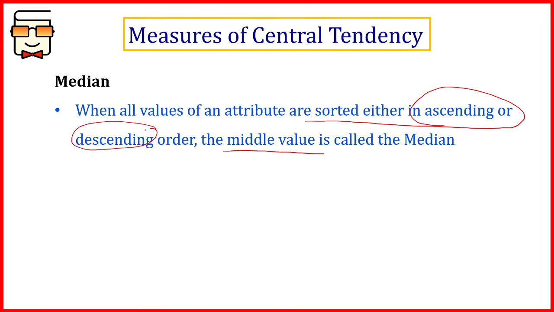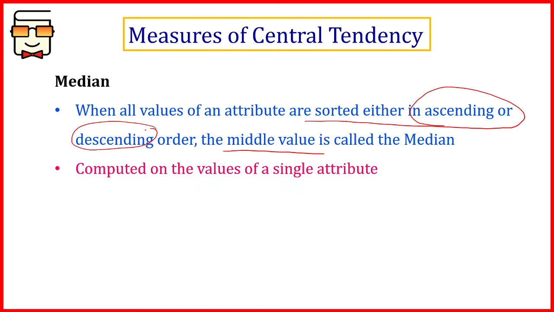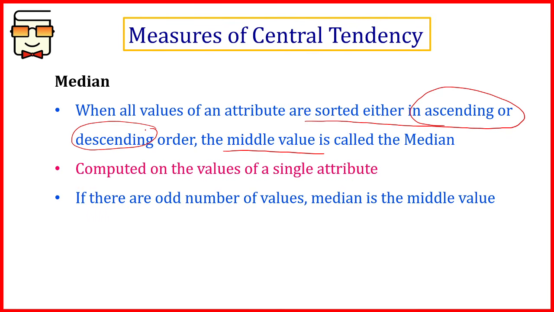So whenever you have to calculate the median, the first step is to arrange the values of the attribute for which you are calculating the median in either an increasing order or a decreasing order, and then you find out what is the middle value. Now, median is also computed for each attribute separately, and if there are an odd number of values, then there will be a single middle value, such that the number of values on the right and the left of the middle value will be the same, and there will be a single median.